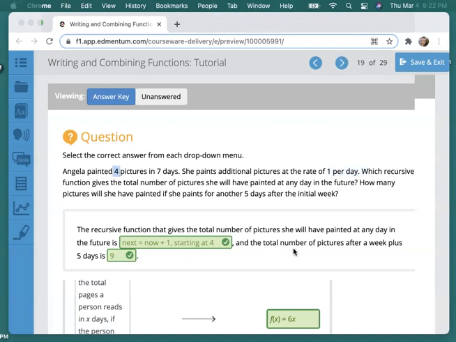Okay. So the total number of pictures after a week plus 5 days. After a week, she's painted 4 pictures plus 5 days. So 5 times 1 is 5. So we have 4 plus 5 equals 9.